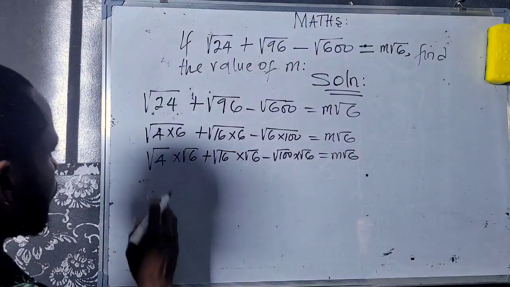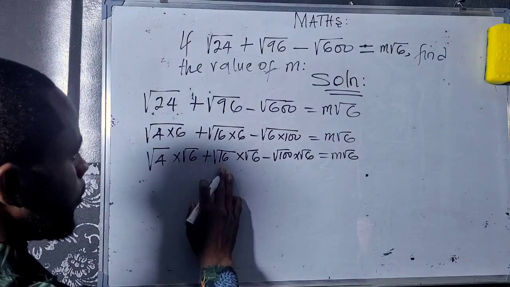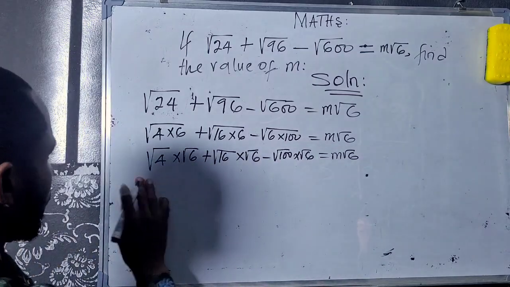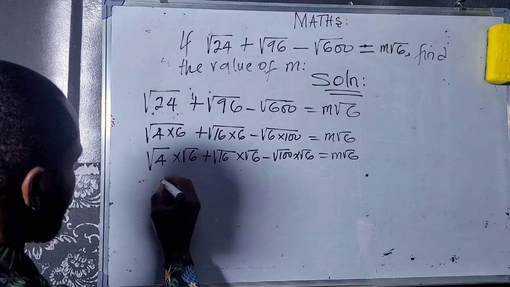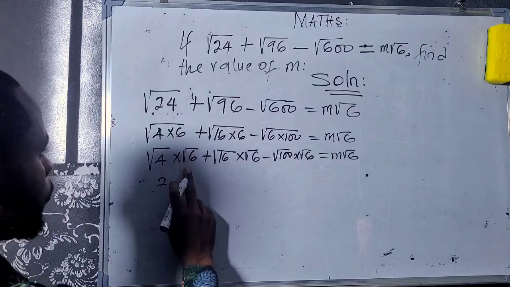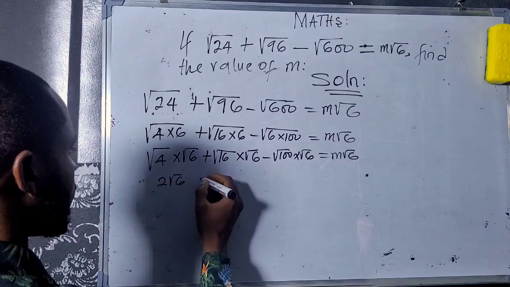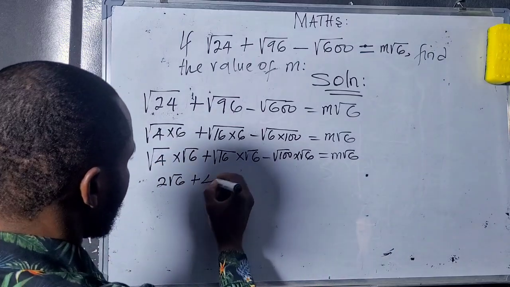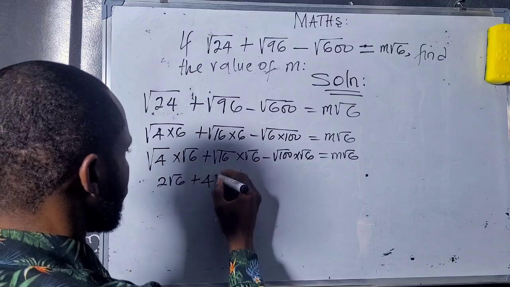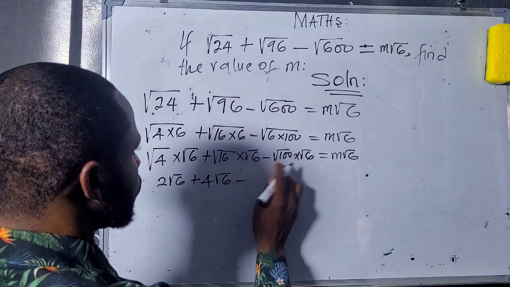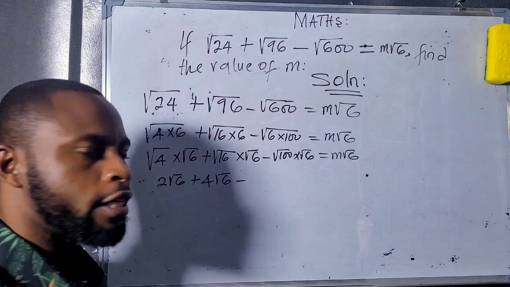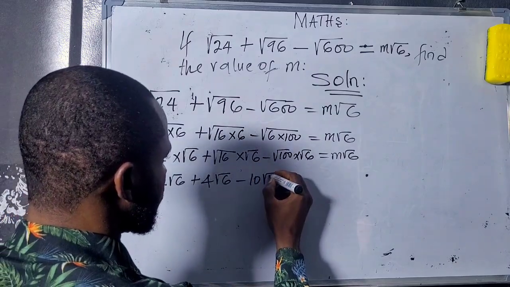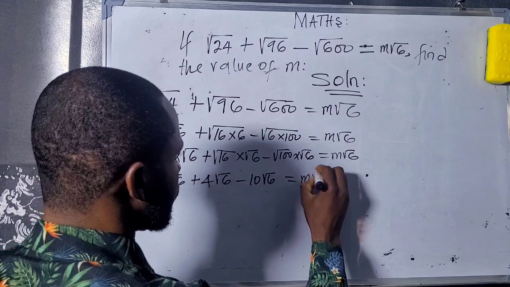Then again, 4 is a perfect square, 16 is a perfect square, as well as 100 is a perfect square. As such, square root of 4 will give us 2, then 2 multiplied by root 6 gives us 2 root 6, plus square root of 16 is 4, then 4 multiplied by root 6 gives us 4 root 6, minus square root of 100 is 10, then 10 multiplied by root 6 gives us 10 root 6, equals m root 6.